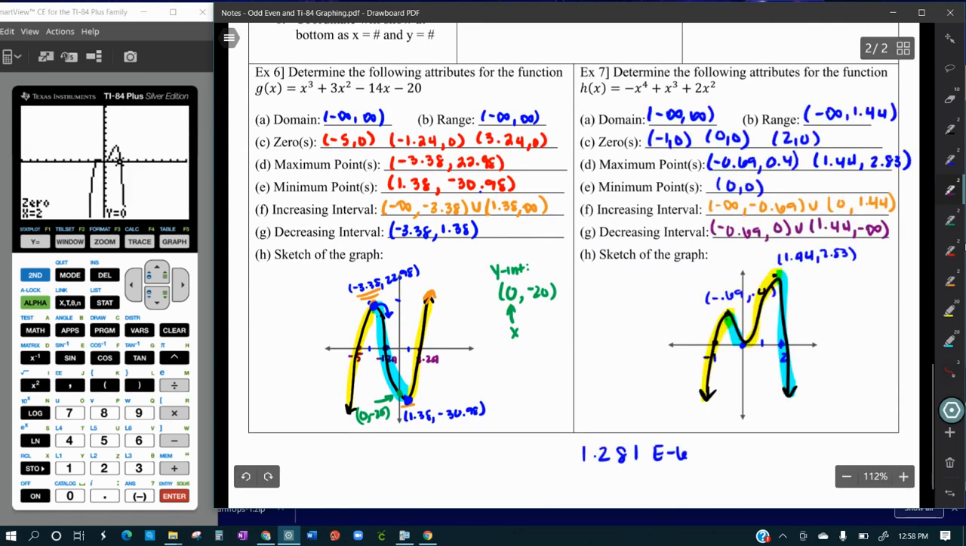And here's what you should have had for example 7. So you may have seen something like this that showed up on your calculator when you tried to do the minimum point or one of the zeros. Remember that this is really scientific notation. E to the -6 means you're going to move the decimal place 6 times to the left. Well, if I move this decimal place 6 times to the left, all of these get filled in with 0. So this number is basically 0.